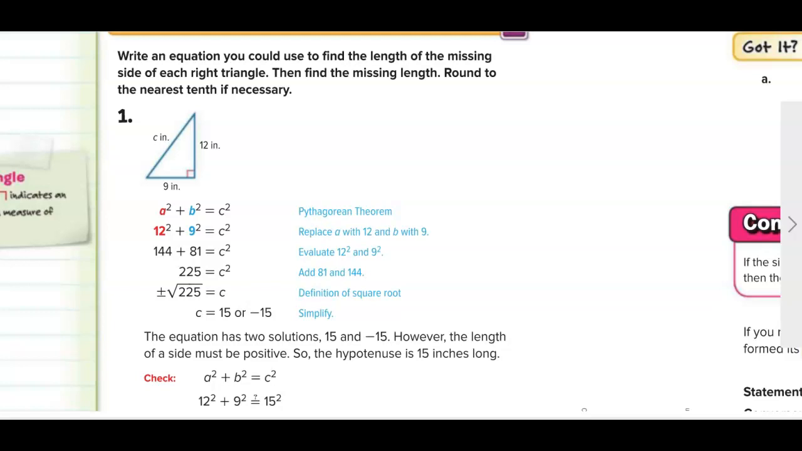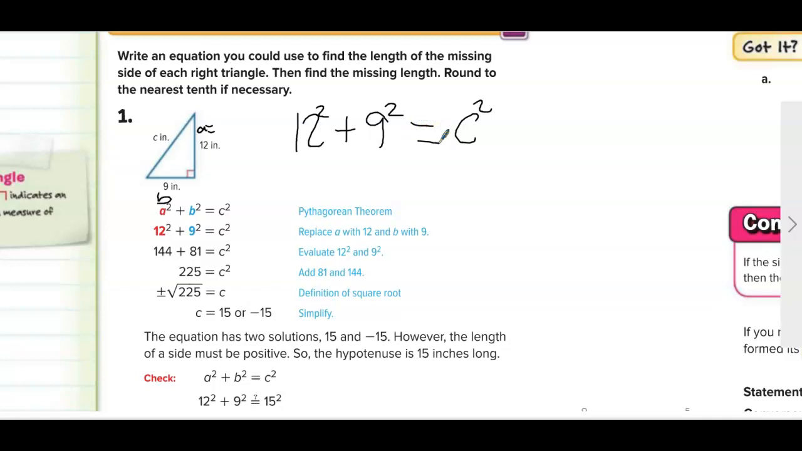We're missing c, so c squared, right? So then what plus what gives me c squared? A squared plus B squared. A squared plus b squared, what is a? Unknown. Okay, so I heard somebody say 12, so a could equal 12, right? So 12 squared plus what? 9 squared, because we're going to call that b. 9 squared should equal c squared.